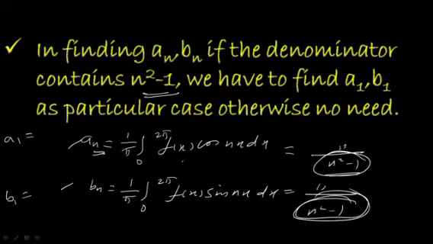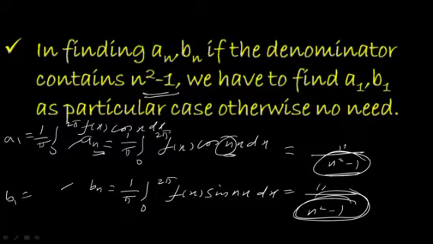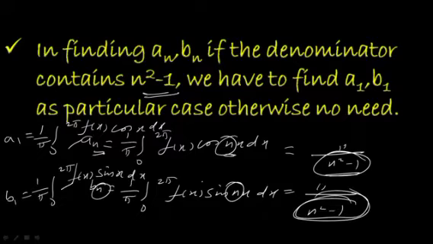What happens? a1 is equal to, here you replace n by 1. That is a1 is equal to 1 by pi integral 0 to 2 pi f(x) cos x dx. This is the formula for calculating a1. Likewise, your b1 is, here itself you just replace n by 1. So that is equal to 1 by pi integral 0 to 2 pi f(x) sin x dx, right? From the general formula, you just substitute n equal to 1, so you get a1 and b1. This is a very important point you have to remember.